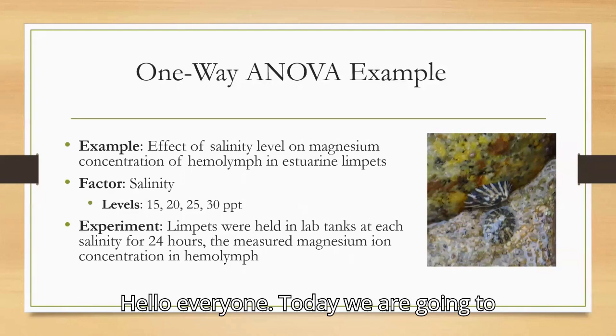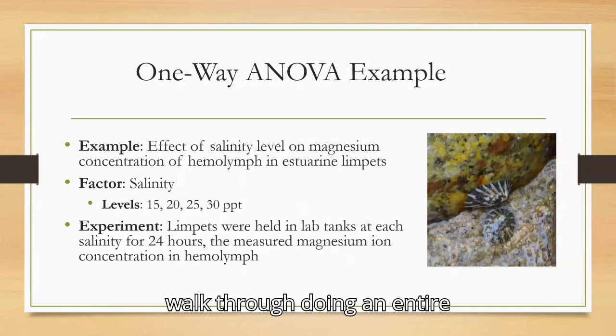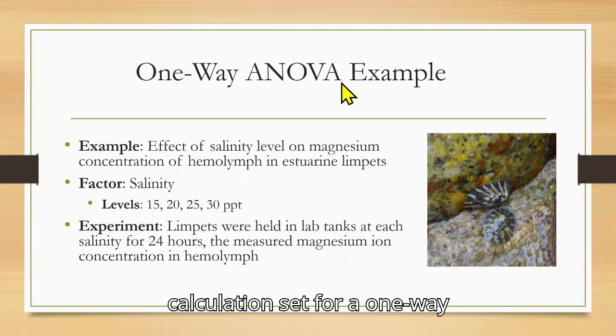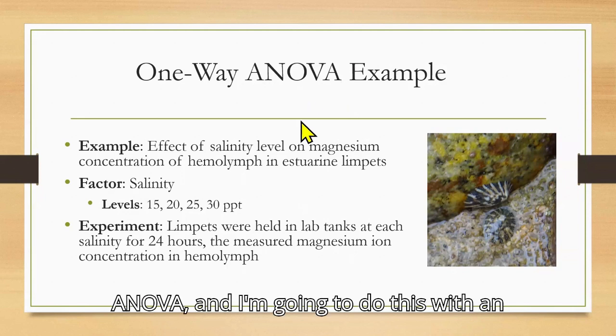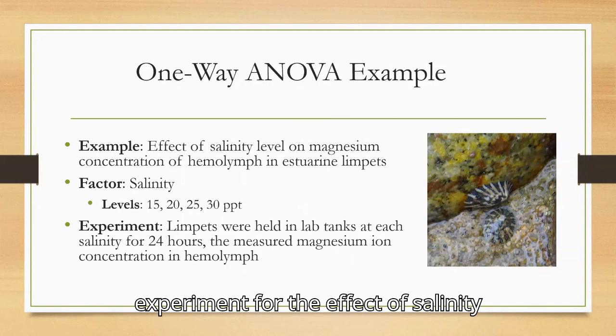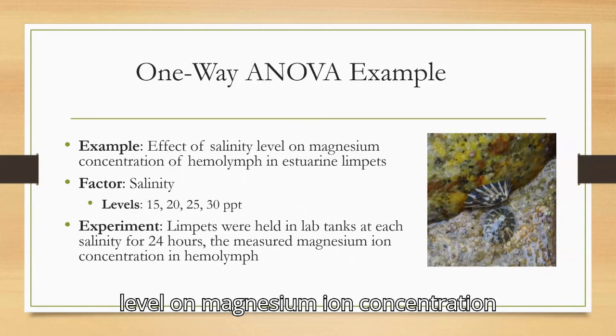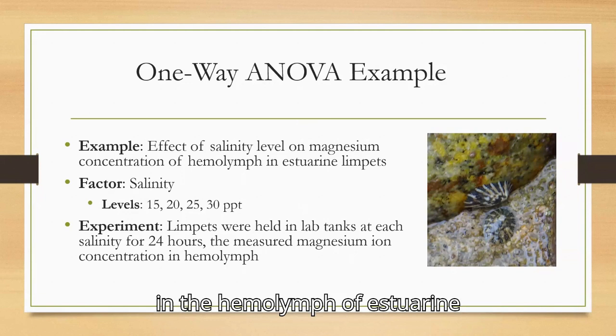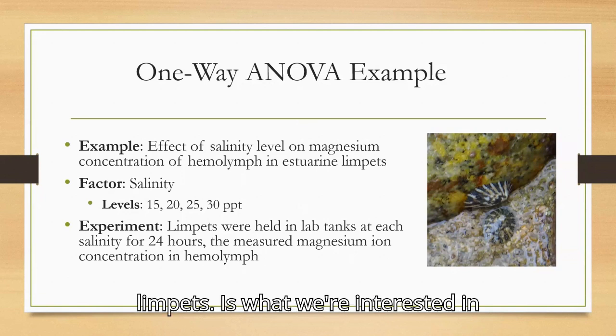Hello, everyone. Today we are going to walk through doing an entire calculation set for a one-way ANOVA, and I'm going to do this with an example. This example is data from an experiment where the effect of salinity level on magnesium ion concentration in the hemolymph of estuarine limpets is what we're interested in finding out.